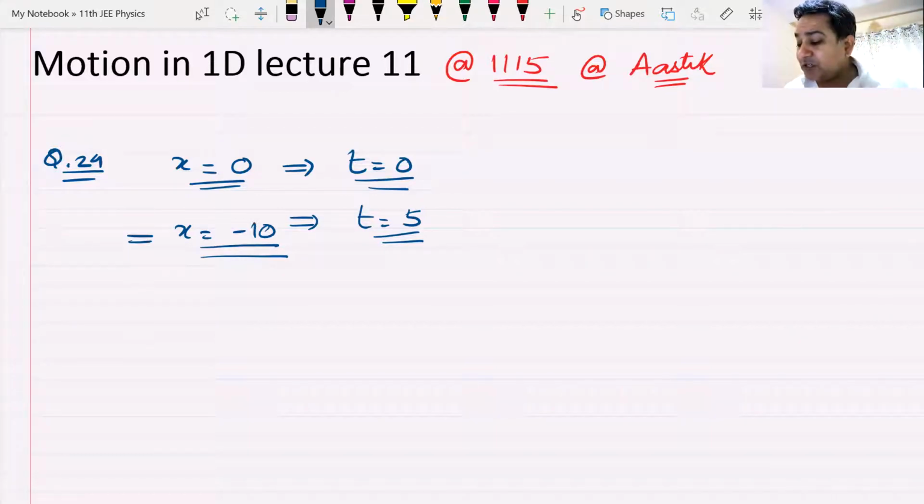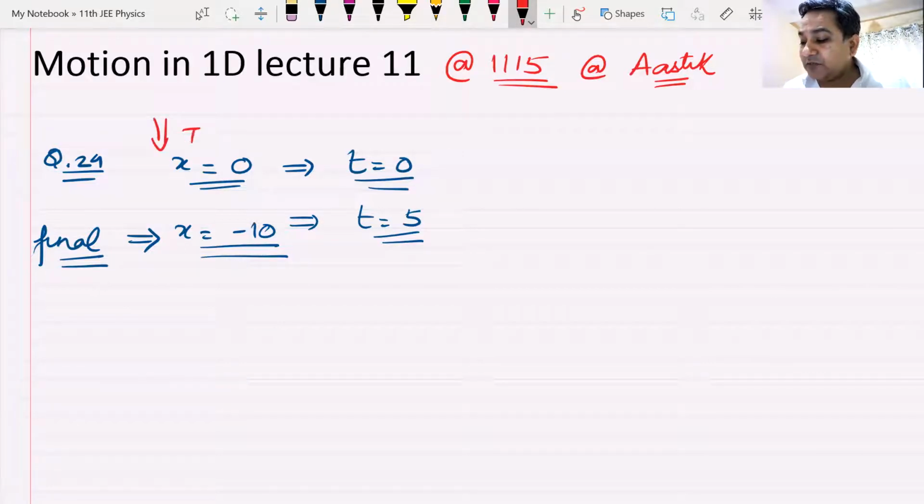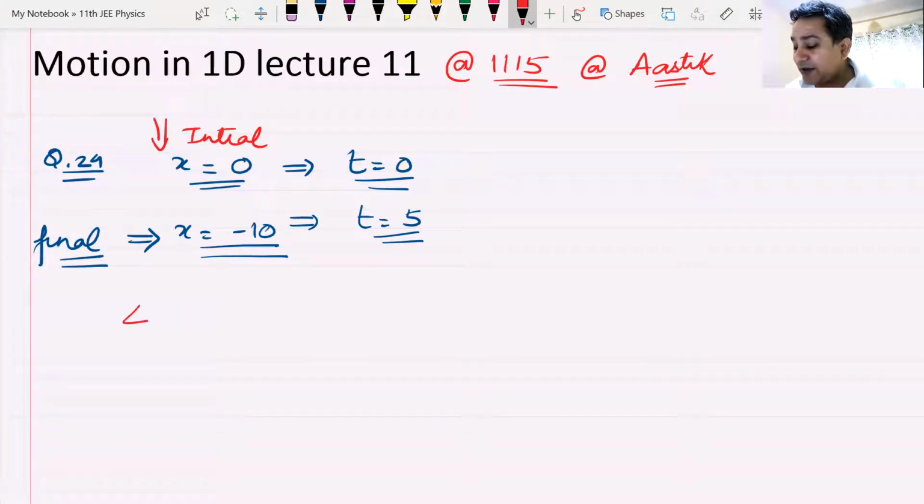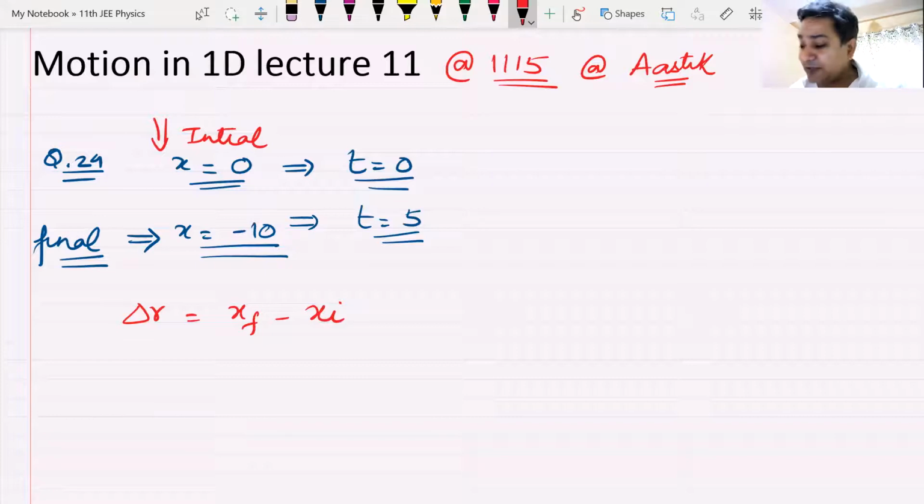This is the final position. Everyone, please look at this. This is the initial position. Final position minus initial position will give me displacement. So my displacement will be x final minus x initial. That will be my displacement.